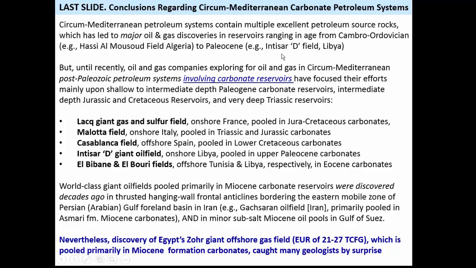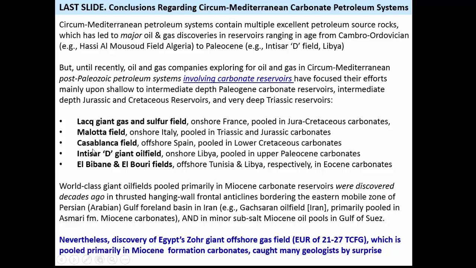But until recently, oil and gas companies exploring for oil and gas in circum-Mediterranean post-Paleozoic petroleum systems involving carbonate reservoirs have focused their efforts mainly upon shallow to intermediate depth Paleogene carbonate reservoirs, intermediate depth Jurassic and Cretaceous reservoirs, and very deep Triassic reservoirs. These are mainly in Italy. So what do we have as evidence for this? Again, Lock Field, Jurassic-Cretaceous carbonates, dolomites there in the lower part. Malossa Field, onshore Italy. This is a big field. Pooled in Triassic and Jurassic carbonates.